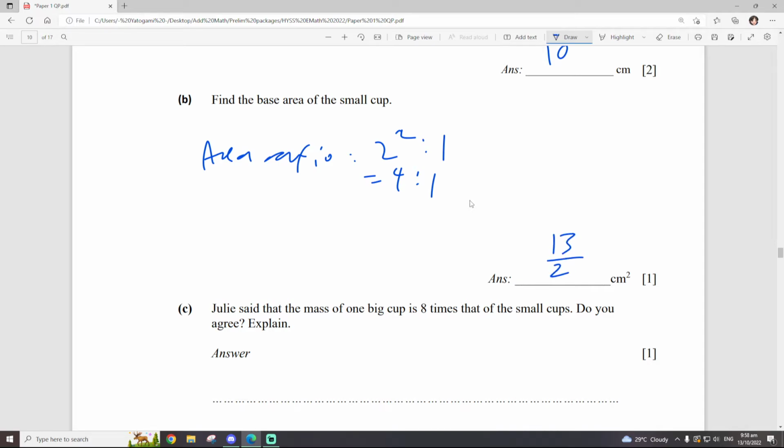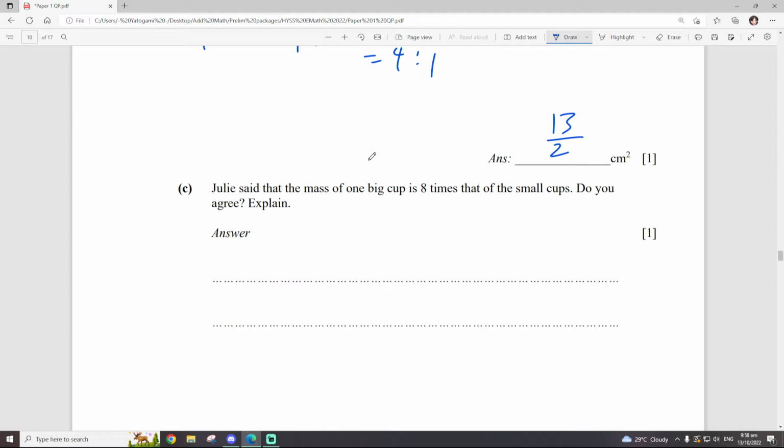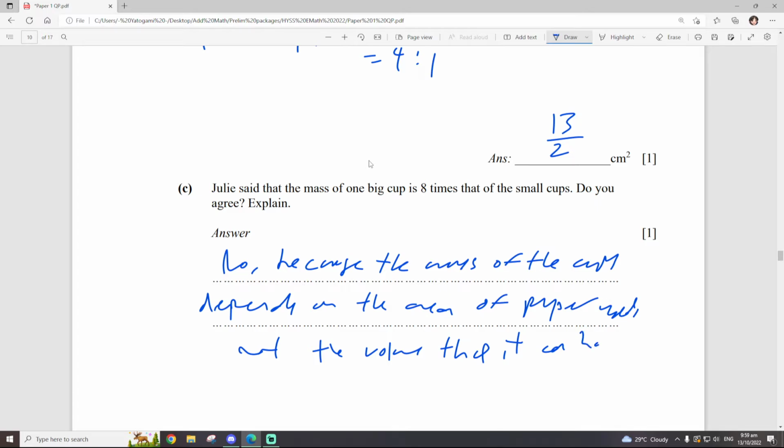The mass of one big cup is 8 times that of the small cup. Do you agree? This is interesting. But I would say I don't agree because the mass of the cup is mainly dependent on the paper, right? Okay. No, because the mass of the cups depends on the area of paper used, not the volume that it can hold. Okay.